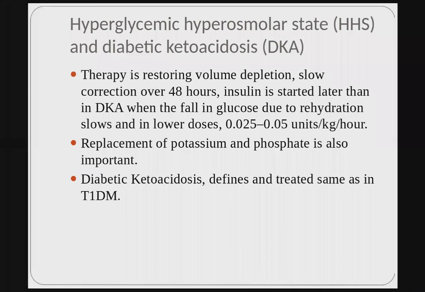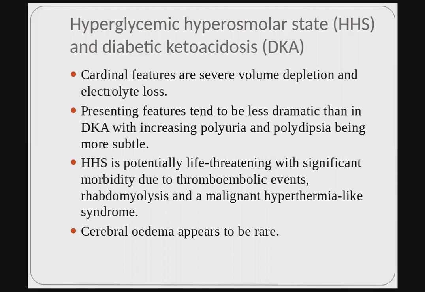The criteria for diagnosing hyperglycemic hyperosmolar state include plasma glucose concentration greater than 600 milligram per dl, the venous pH is greater than 7.25, the serum bicarbonate is greater than 15 milliequivalent per liter. There is absence of ketonemia, and effective osmolarity is greater than 320 milliosmol per kilogram, and may have altered sensorium, which may present in form of obtundation, combativeness, or seizures. The cardinal features are severe volume depletion and electrolyte loss.